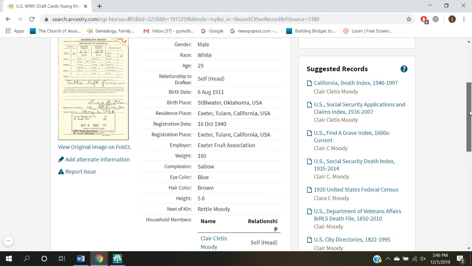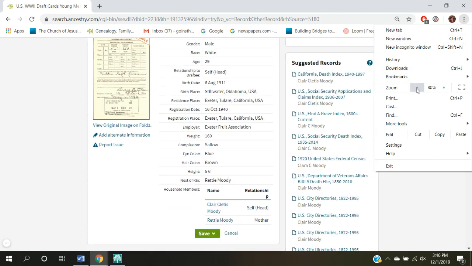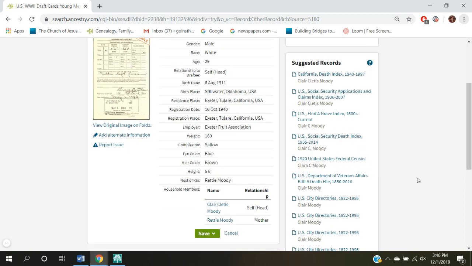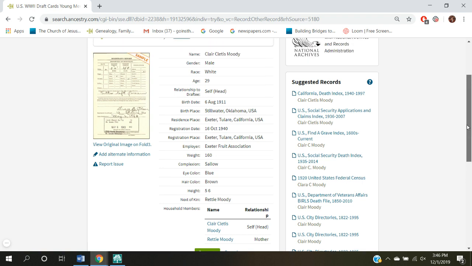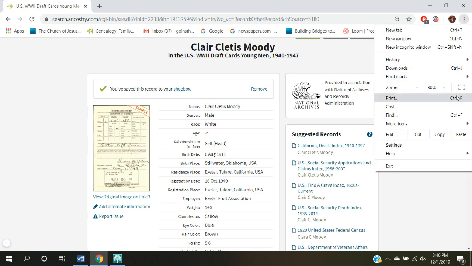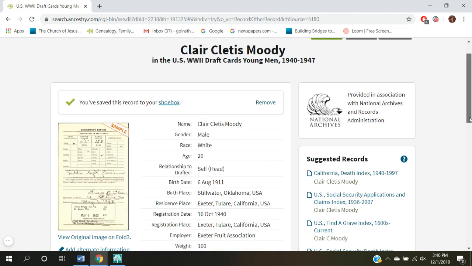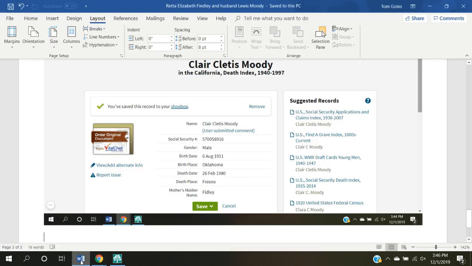And then I'm going to reduce the size of this screen down to 80% so that I can take a print screen of this whole thing. And it looks like I can't. So I'm going to have to put it back to 100 and take 2 screenshots. I'll just take the top first and save it in my document.